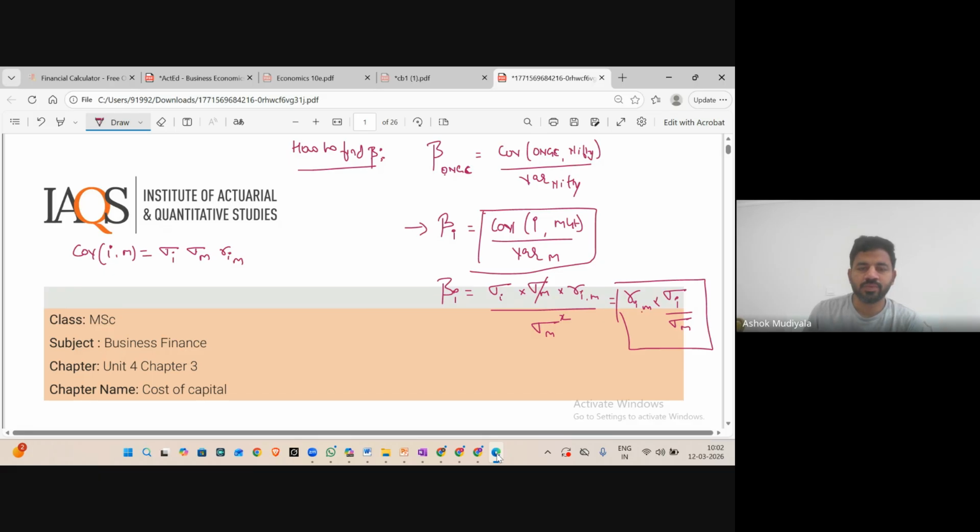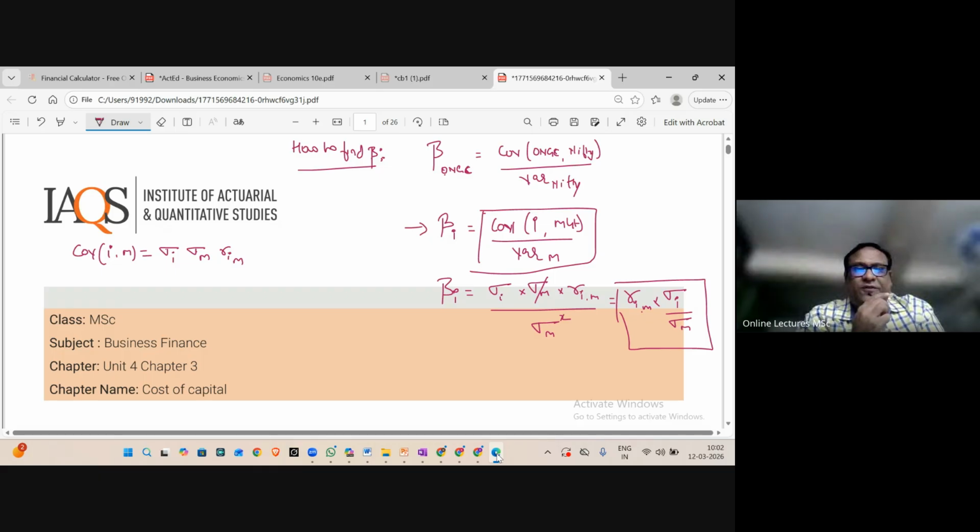What was the last one, sir? Sigma I, sigma market, multiplied with rho I market. Correlation of the security and the market. Look at the left hand side, Nadir. Here, look at this side.